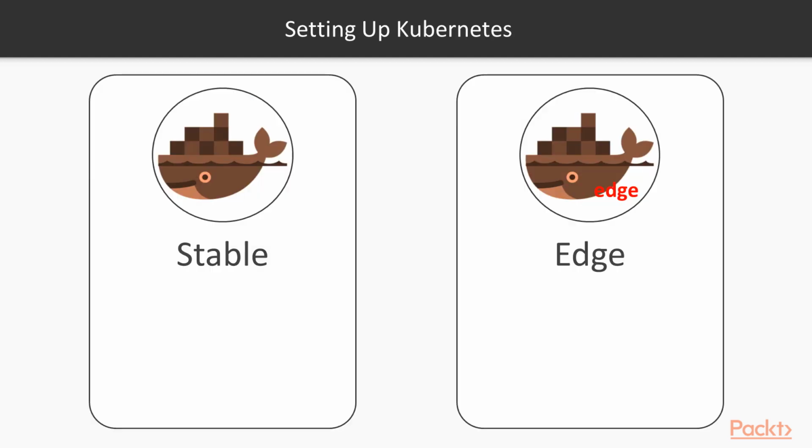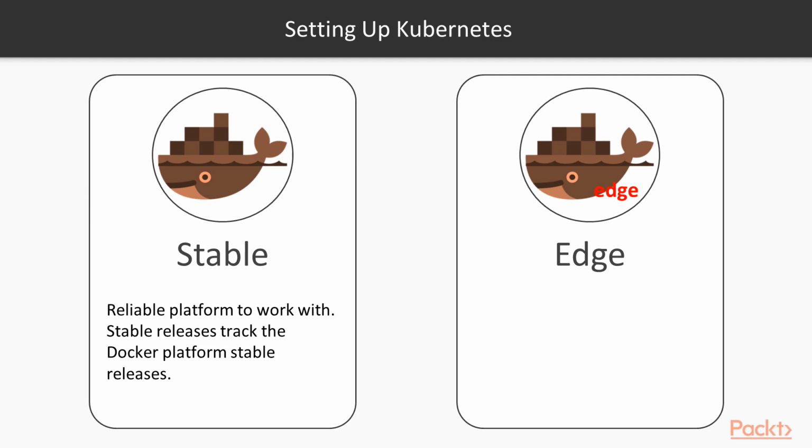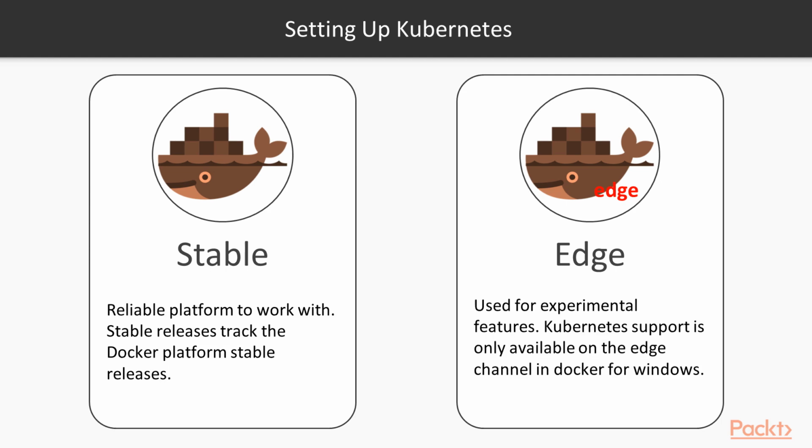Docker for Windows has a stable and an edge channel. Stable is the best channel to use if you want a reliable platform to work with. Stable releases track the Docker platform stable releases. The edge channel is used for experimental features. Kubernetes support is only available on the edge channel in Docker for Windows at the time of creating this course. To enable Kubernetes support, you need to switch your Docker setup to use the Edge version. Once you have the Edge version switched on, it's easy to get started with Kubernetes. Just click Enable Kubernetes and Docker for Windows will download and start the images you need.